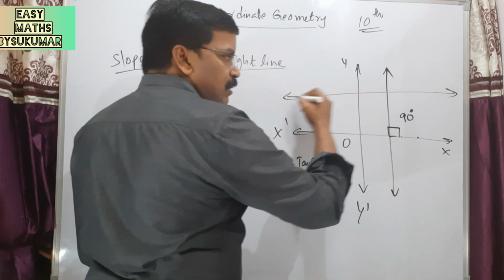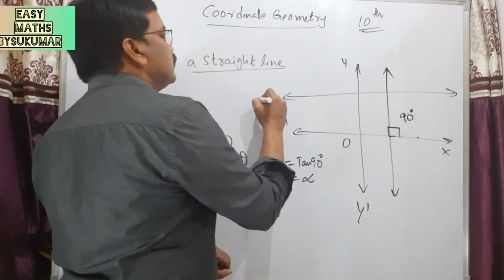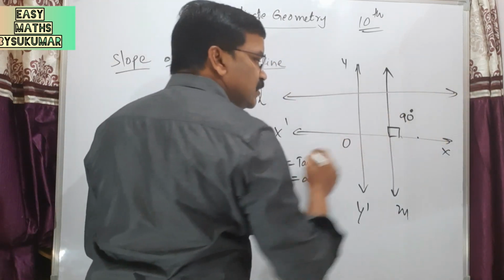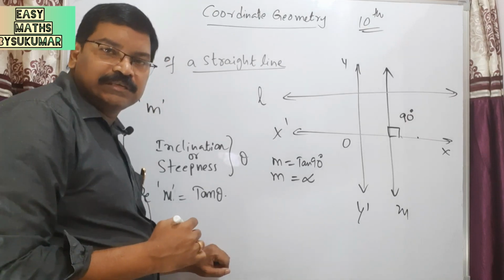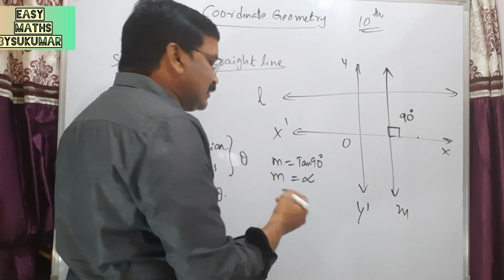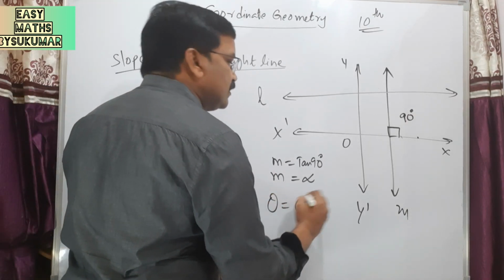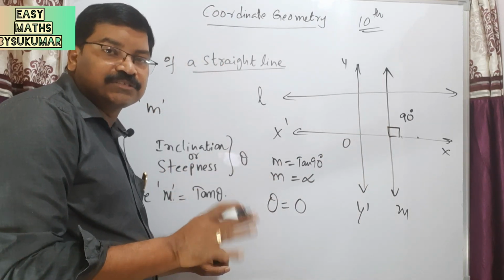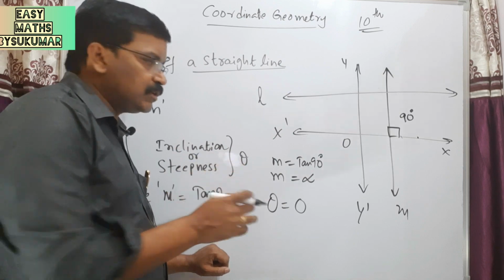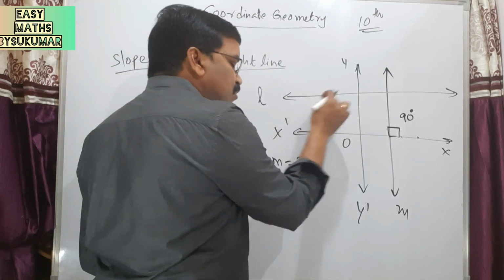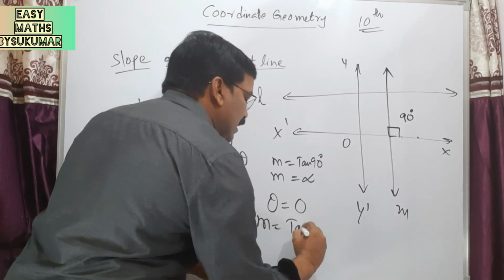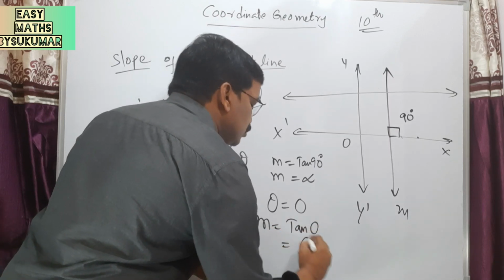This is parallel to the x-axis, for example, this is small l and this is small m. This line is parallel to the x-axis, so there is no angle with the x-axis. It does not intersect the x-axis since the two lines are parallel to each other. So in such a case, m is equal to tan 0. So tan 0 is 0.